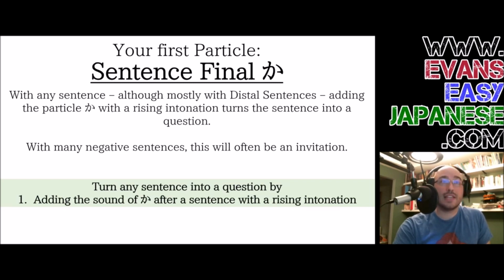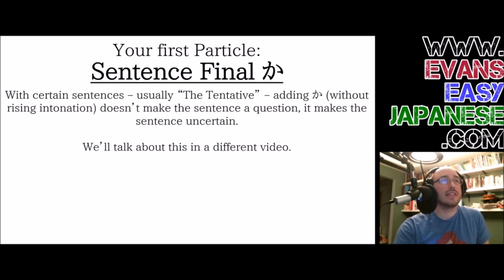With many negative sentences, this will often be an invitation, not always, but often, or like an "is that right" feeling. Turn any sentence into a question by adding the sound of ka after a sentence with rising intonation. With certain sentences, usually the tentative, deshoka, adding ka without rising intonation doesn't make the sentence a question.